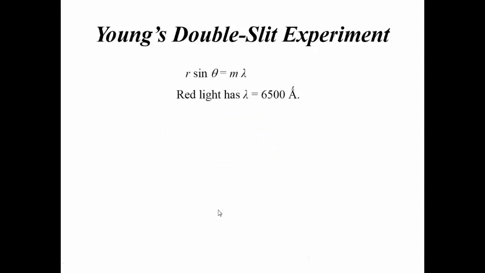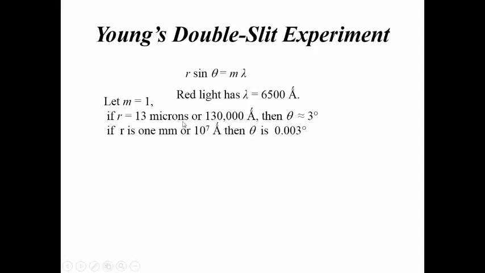Let's look at a specific example. Here's red light, which has a wavelength of about 6,500 angstroms. If we have, say, m equal 1, and our distance between the two slits is 13 microns, or 130,000 angstroms, which is about twice as big, we're going to get an angle of approximately 3 degrees. We can see that angle of 3 degrees.